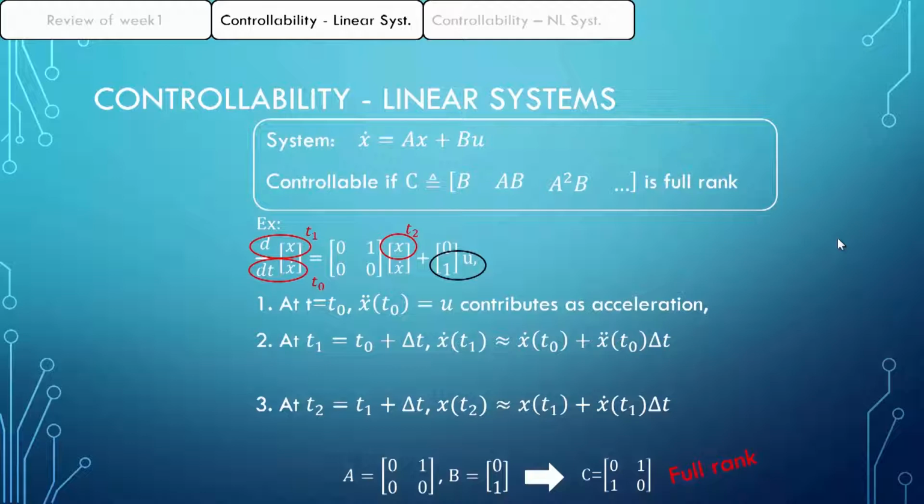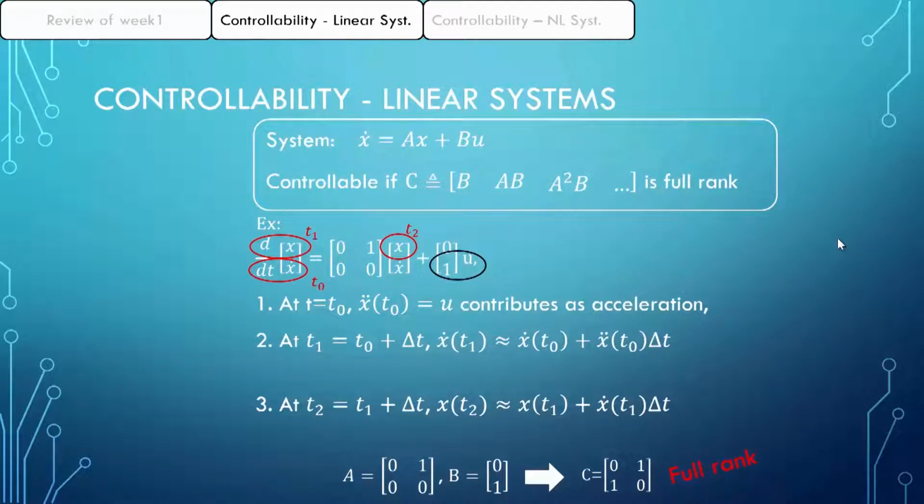Because we know this one times this one, the second element times this one, which is non-zero, right? After it times this one, the product will be equal to the first element, right? And as t goes, the x dot will be x. That means you can control both this element and this element. So you not only have to use the B column, but also AB, right?